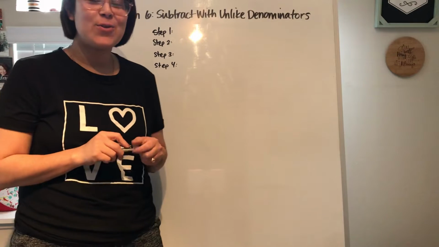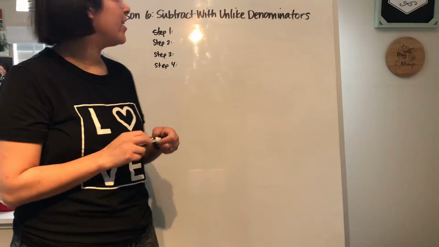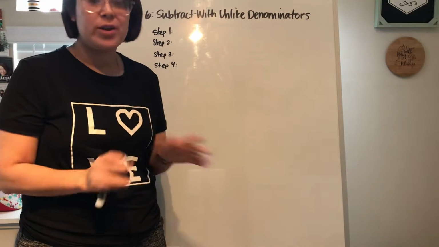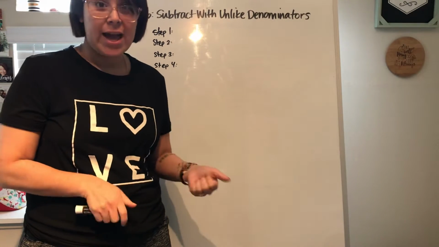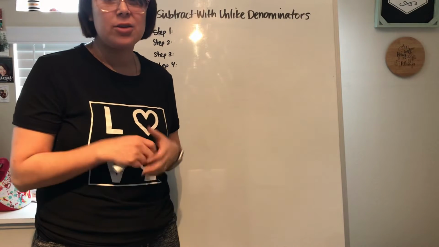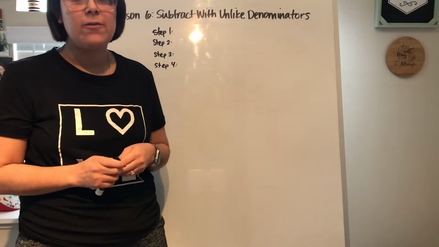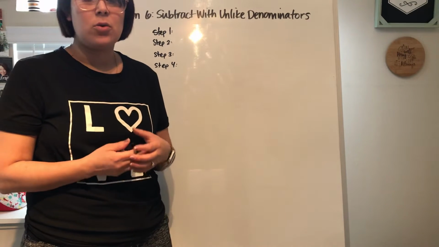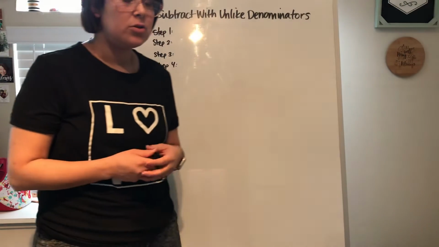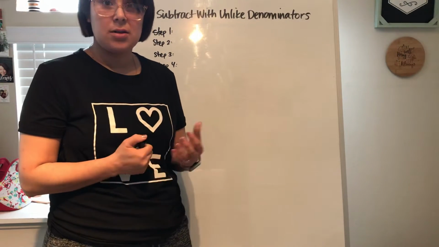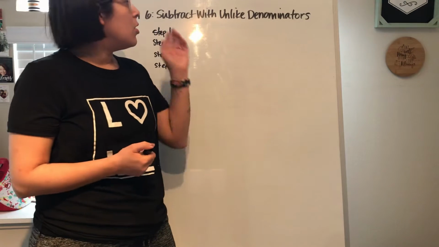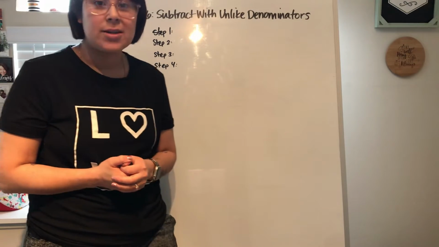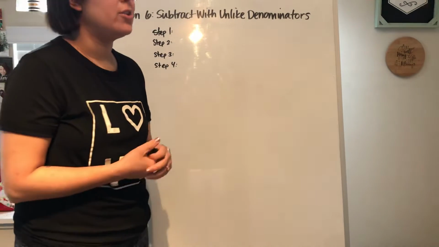Hey guys, so we're going to be doing lesson 6 today, subtracting with unlike denominators. So the good thing is you already know how to do this. We've already added with unlike denominators, and in order to add, you need to find the LCM, and they need to be equivalent fractions in order for you to subtract or add. You need like denominators. So today we're going to be finding the LCM so that way we can subtract with like denominators.